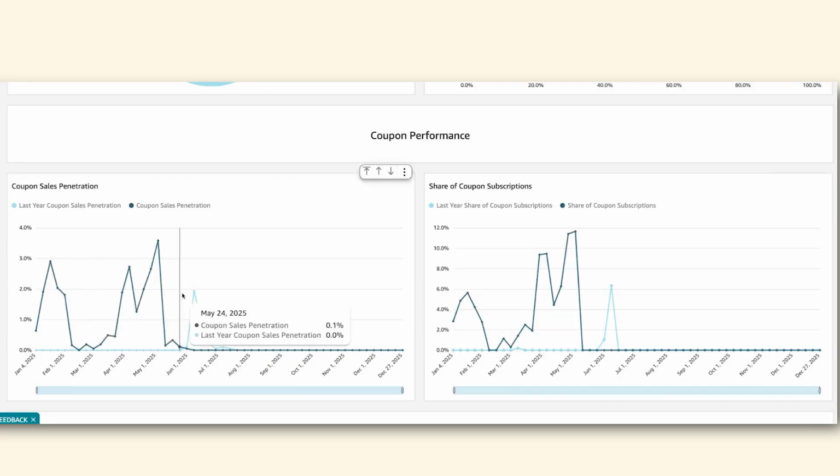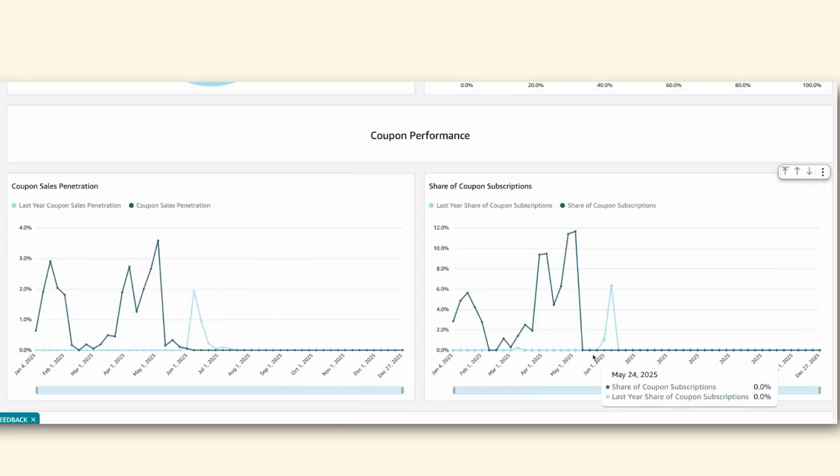Think of it like this. Coupons didn't drive most of the business, but when someone did decide to subscribe, the coupons made a big change. That's exactly what this 11.7% compared to the 3.6% is telling us. It just means they influenced the decision for a big chunk of the subscribers. You can see that it flatlines, but that's because there's no coupons.